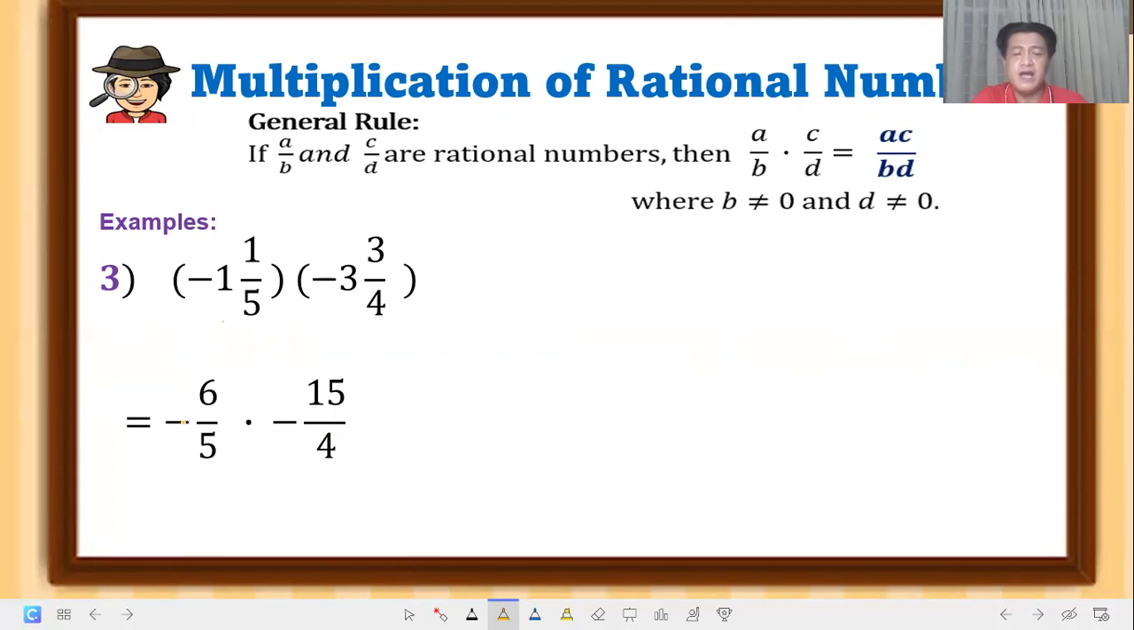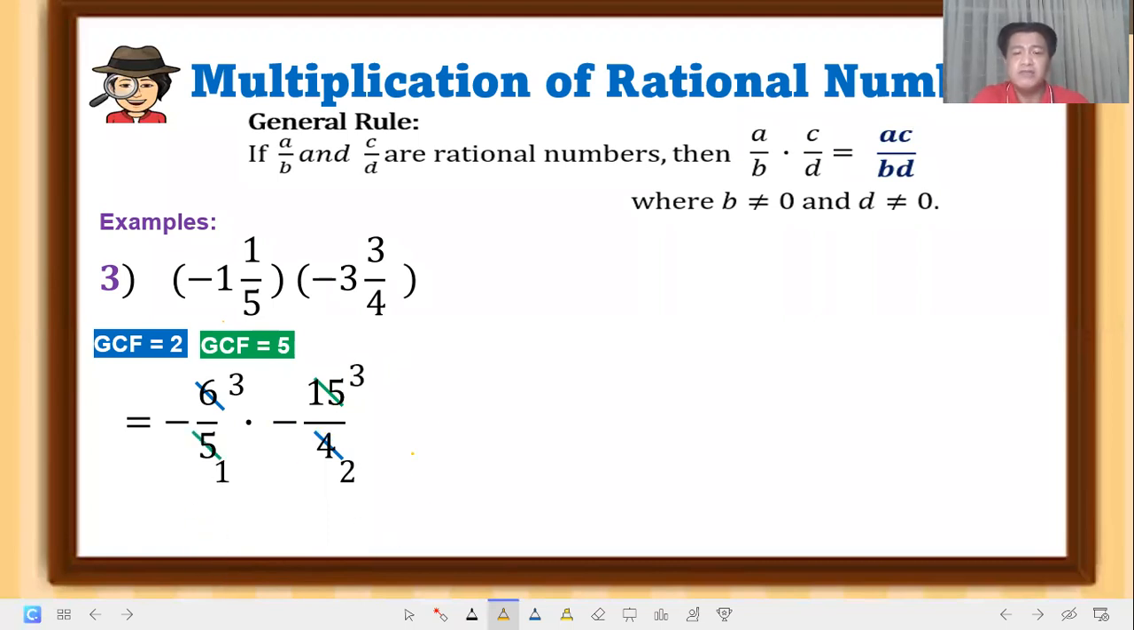And then you can now think of a factor, or we call that the GCF, no? Or pwede natin pang-cancel. Yung 6 tsaka 4 kasi, divisible by 2. Kaya nga, 6 divided by 2, that is 3. Yung 4 divided by 2, that is 2. Okay, pwede pa, no? Yung 5 tsaka 15, ano yung pwede pang-divide sa kanila? Or GCF nila, that is 5, di ba? Kaya 15 divided by 5, that is 3, and 5 divided by 5, that is 1.